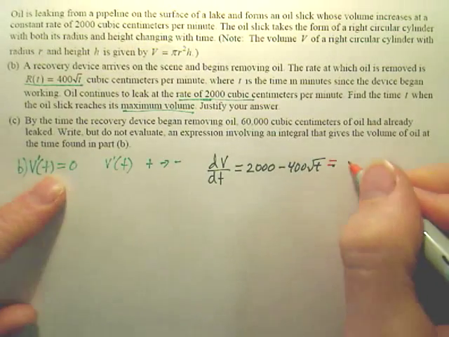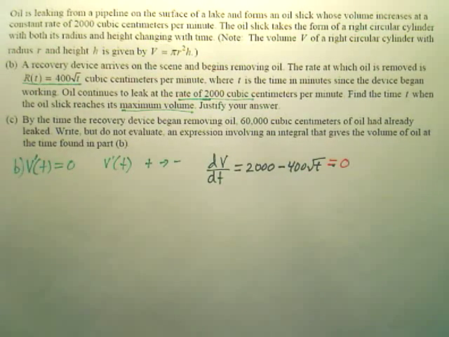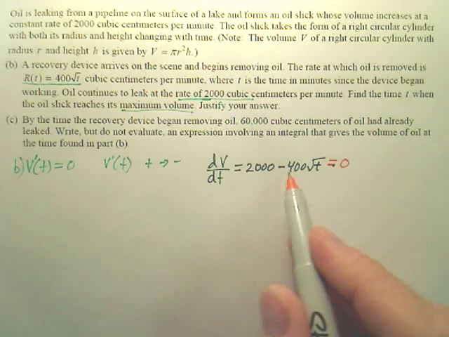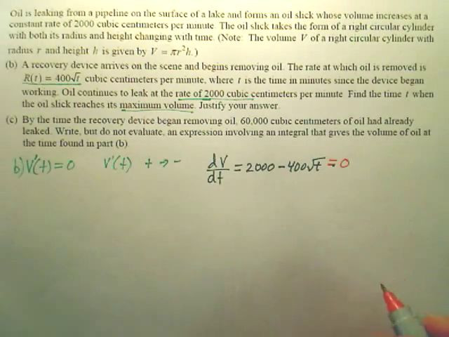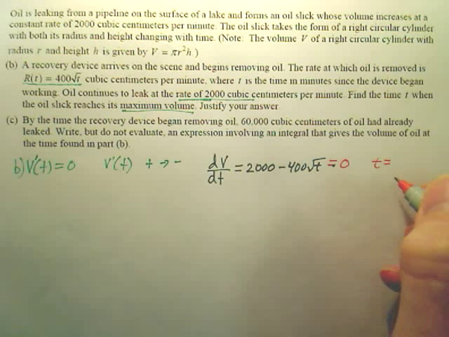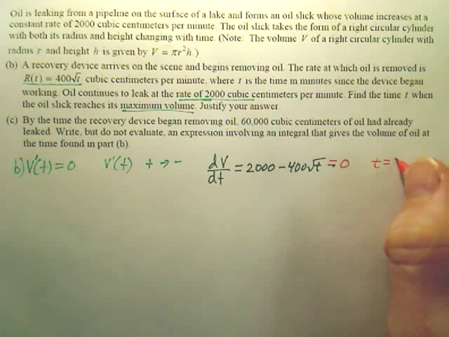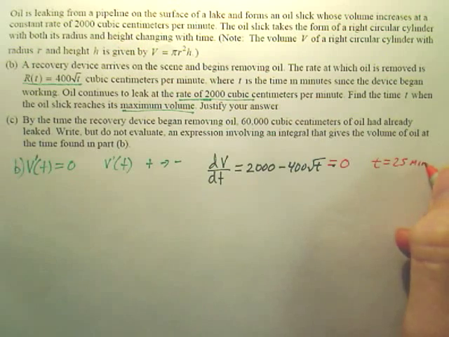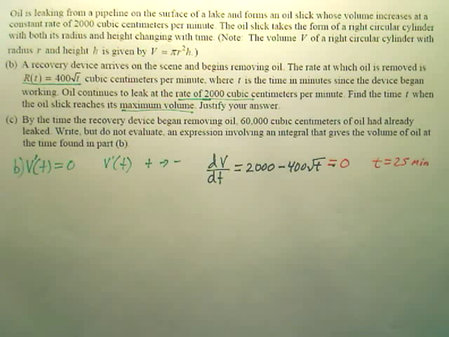Now can we then just set this equal to 0, like we said here? And when you solve that, it's actually pretty simple, because couldn't you just move this over, divide by 400, and square both sides? You end up with t being 25, and that's minutes. So t is 25 minutes. That is where it's a possible max or min.